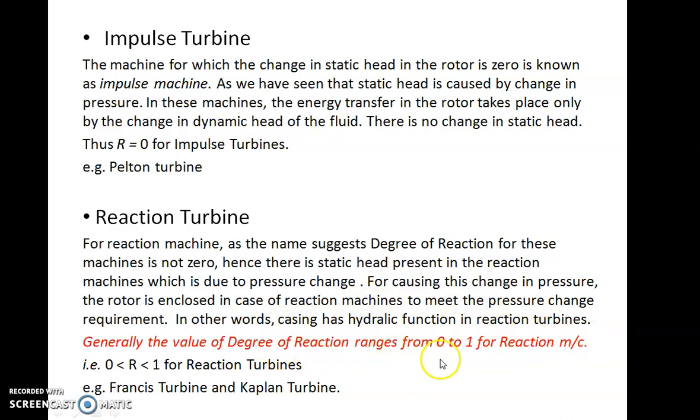And remember, this degree of reaction ranges from 0 to 1, because static head is only a part of total head. So it will obviously be less than 1 only. In the maximum case, it will be 1, and in the minimum case, it will be 0. So the range of degree of reaction is from 0 to 1. The impulse turbine example we know is the Pelton turbine, and the reaction turbine examples are the Francis turbine and Kaplan turbine.